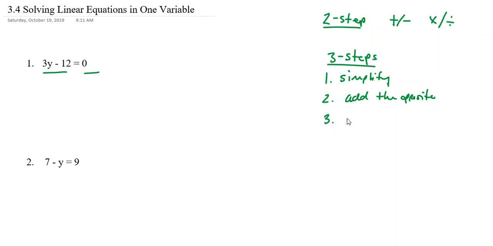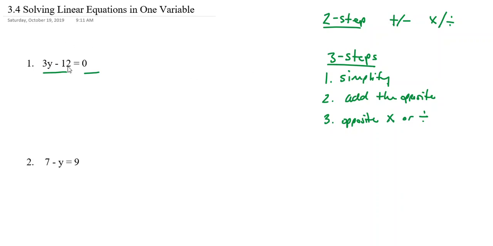Then we will multiply or divide. We'll do the opposite in terms of multiplication or division. So if something's being multiplied by the variable, we'll divide by that same something. If something's being divided, we'll multiply.